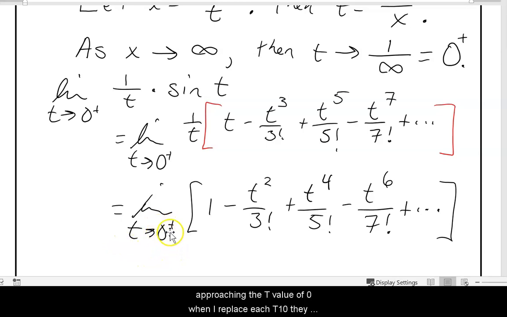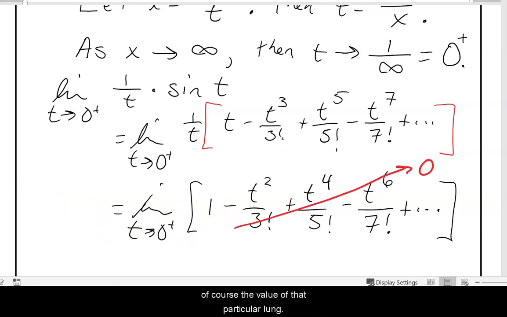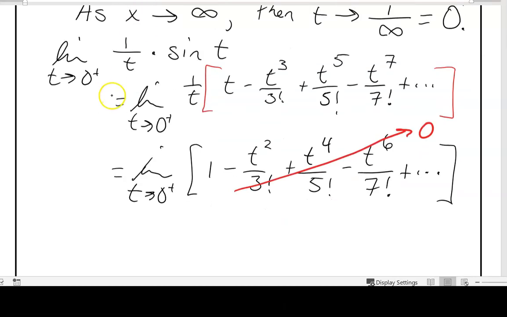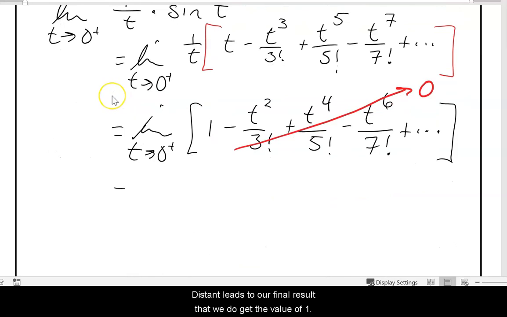Since I'm approaching the t value of 0, when I replace each t with 0, they all go away, and I end up with just 1, which you should have memorized from the beginning of this semester, is, of course, the value of that particular limit. This then leads to our final result that we do get the value of 1.